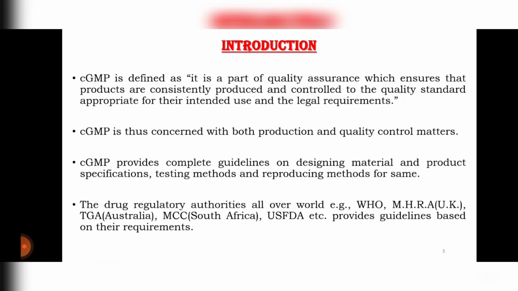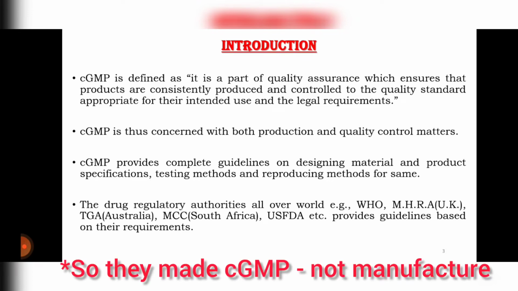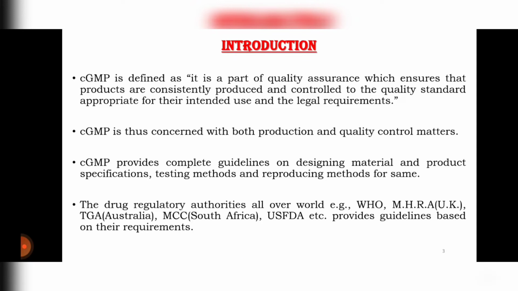So scientists thought that some difference is there, so they created cGMP, which means they made guidelines based on the devices you are currently using. That is cGMP, current good manufacturing practice. So this is the difference between cGMP and GMP.